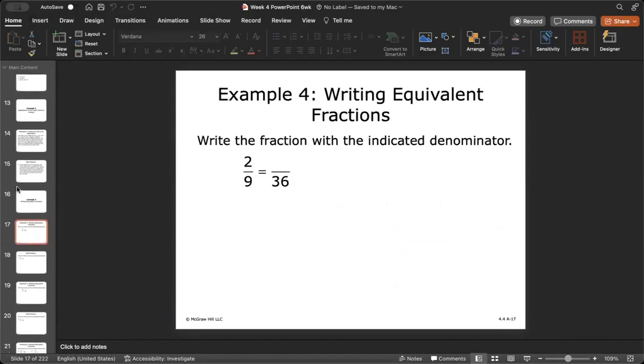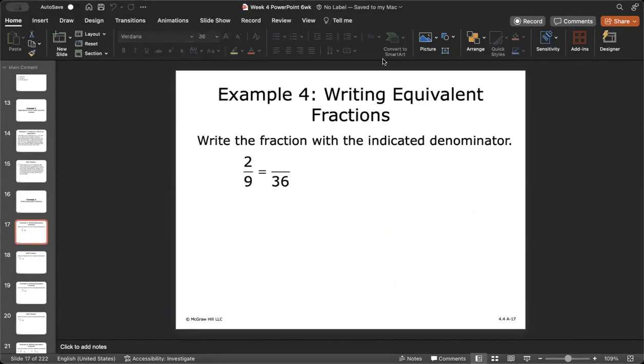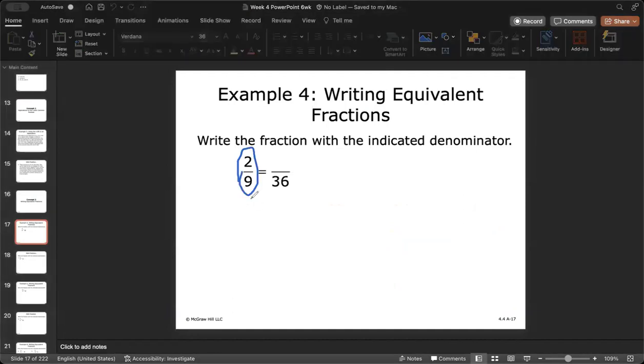We want to talk about the notion of equivalent fractions. And basically, all equivalent fractions means is that you're taking a fraction and rewriting it with a different denominator, but it's still the same fraction. So, for example, how do we write the fraction 2/9 with a new denominator of 36? And so you ask yourself, what value did you multiply the 9 by to get to 36? And the answer is 4.